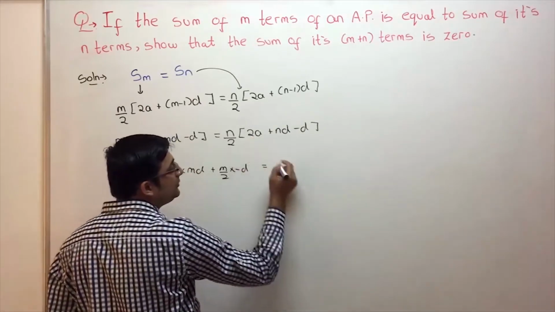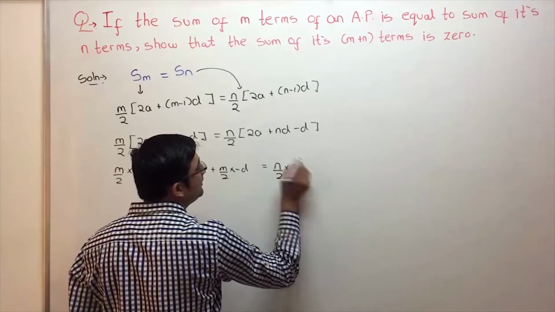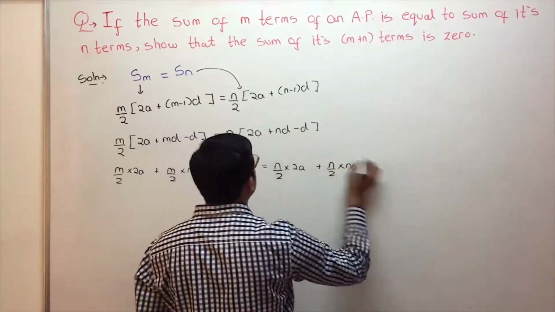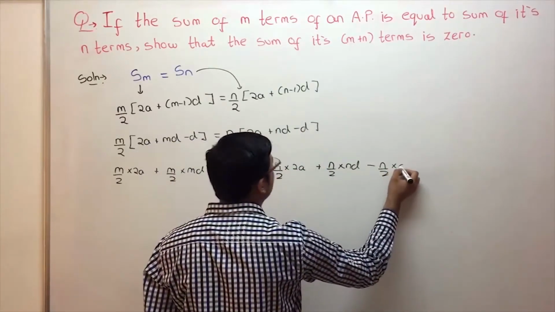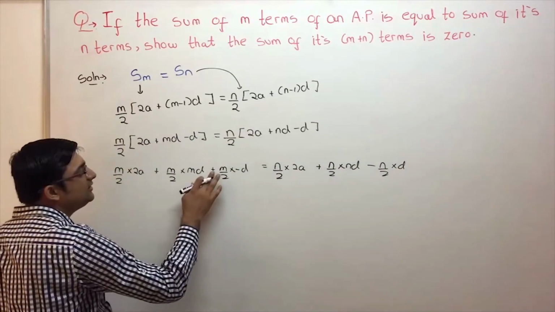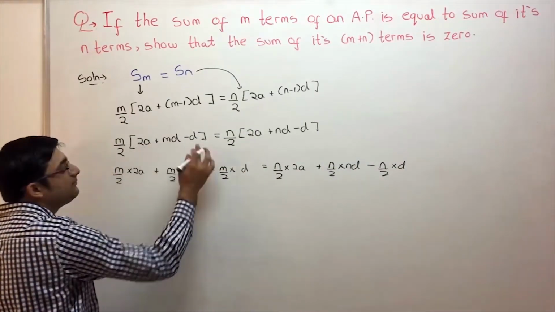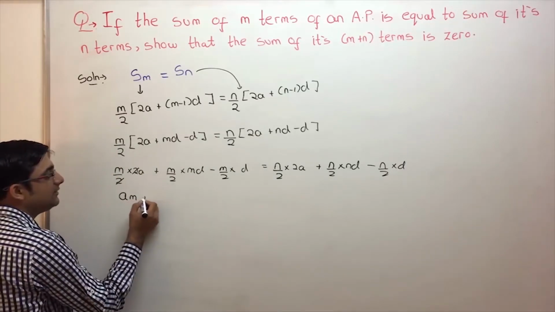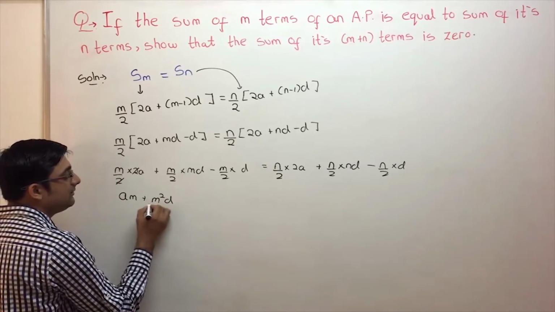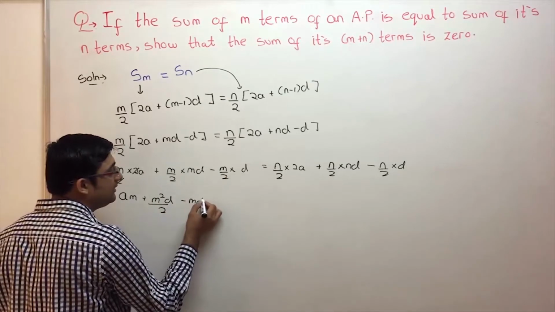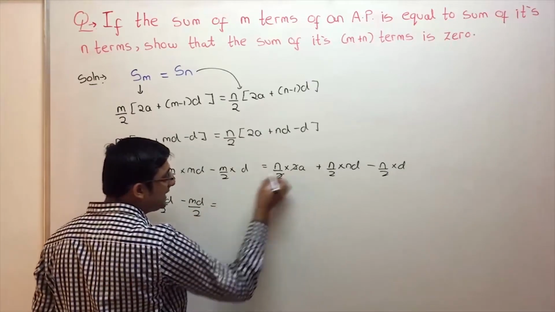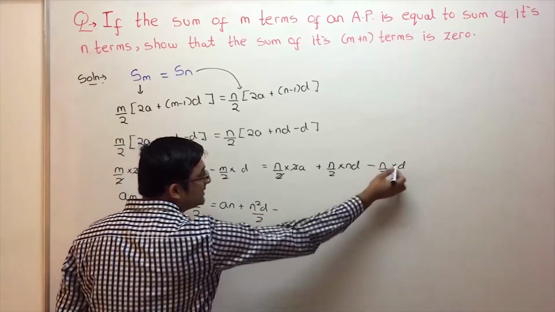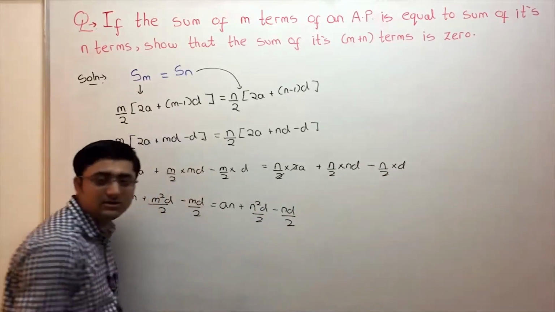Same thing over here, n by 2 into 2a plus n by 2 into nd, then the minus sign here, n by 2 into d. Here also, because we have a minus sign, you can just put a minus sign, minus n by 2 into d. Is this clear? So see, 2 and 2 cancel. We get am plus m square d by 2 minus md by 2 is equal to, 2 and 2 cancel, an plus n square d by 2 minus nd by 2.